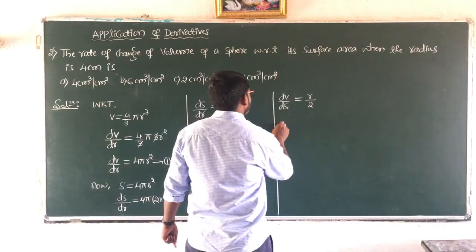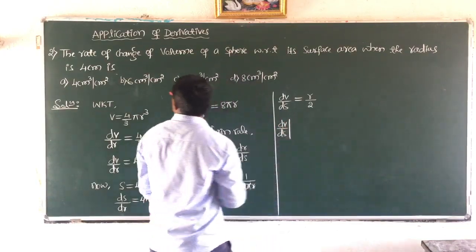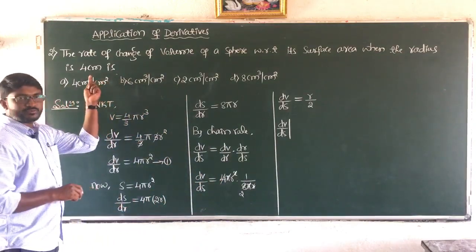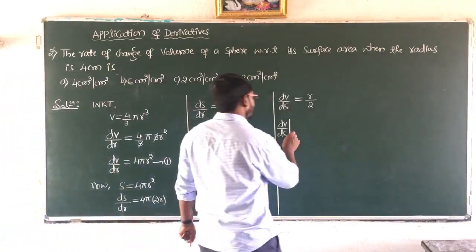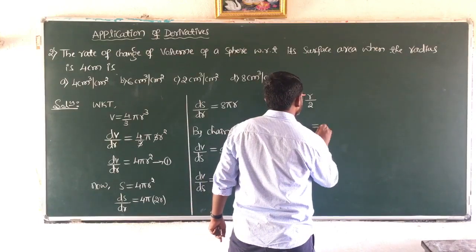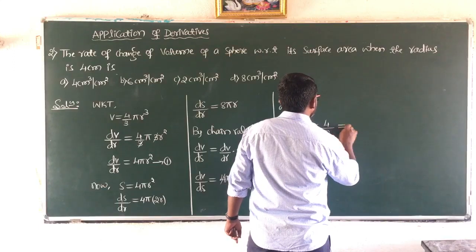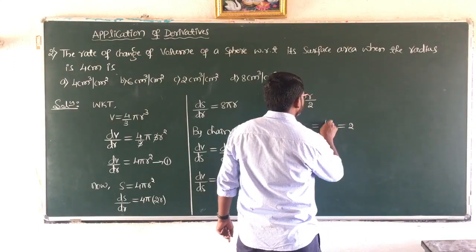Now dv by ds at r equal to 4 centimeter, at the radius equal to 4 centimeter, is equal to 4 divided by 2, which is equal to 2. 2 ones are 2, 2 twos are 4.